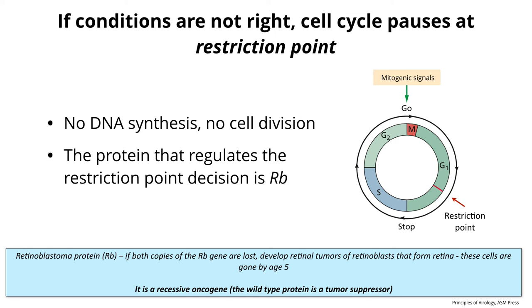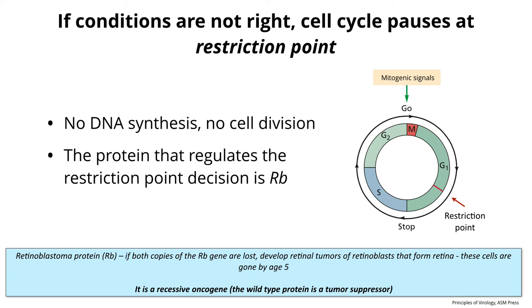So not only do you need a growth factor signal to get cell division going, you also need a second signal, shown here at the restriction point, and that is what RB does, this protein that was shown to interact with one of the viral T antigens. RB stands for retinoblastoma protein. It was originally identified in kids who have tumors of retinoblasts. These are cells that are precursors to the retina. They're gone by age 5, but in those 5 years, you can get tumors of those cells forming in the eyes.